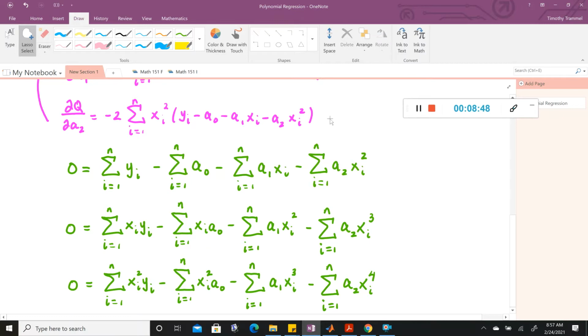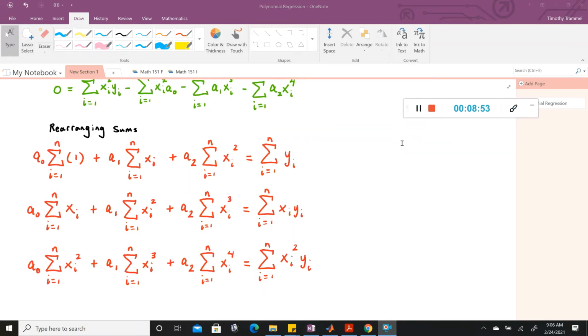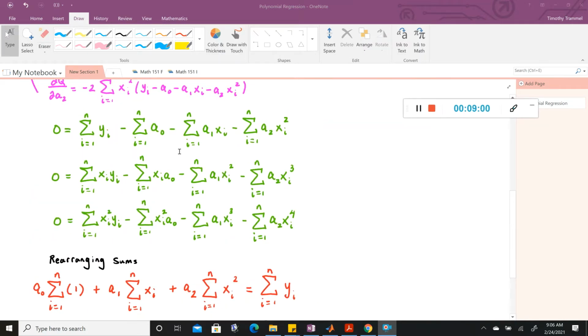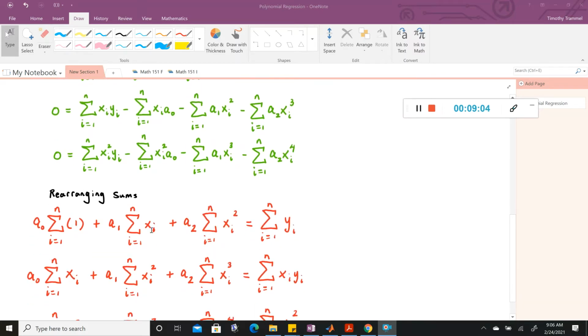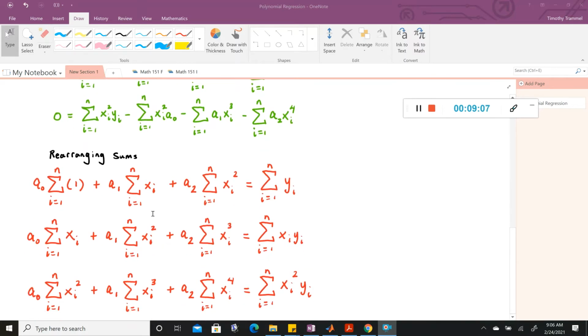I'm going to pause while I write it out because it's probably not going to be exciting to watch me write it. Okay, our sums have been rearranged. Again, you can see all these terms that had a minus sign in front of them, they've been moved over to the left-hand side. Okay. And I did something else too while I was at it. I brought out A1, A0, and A2 outside of all these sums.